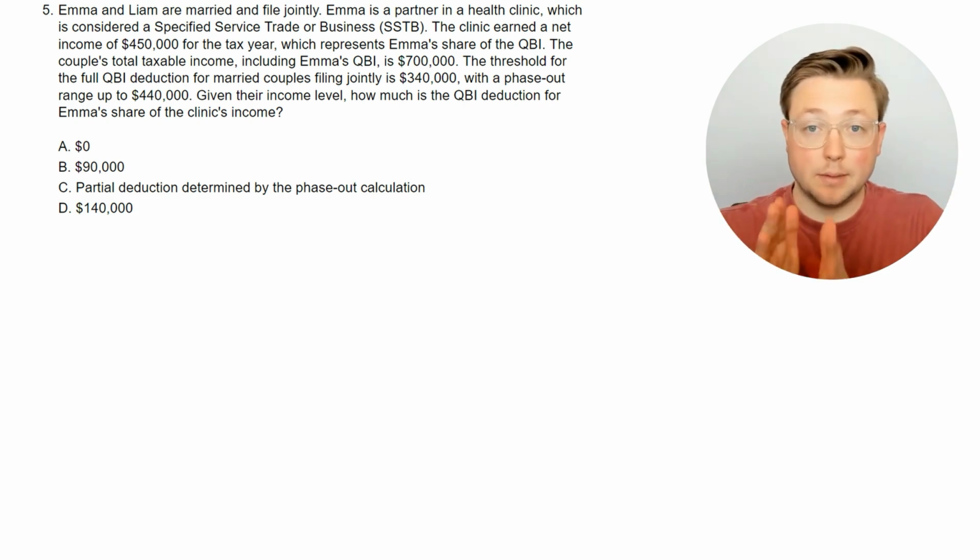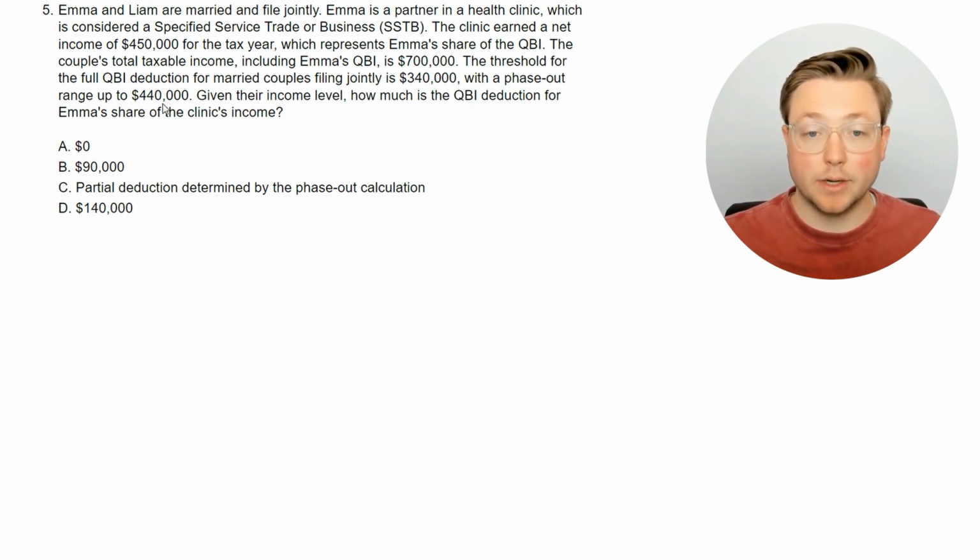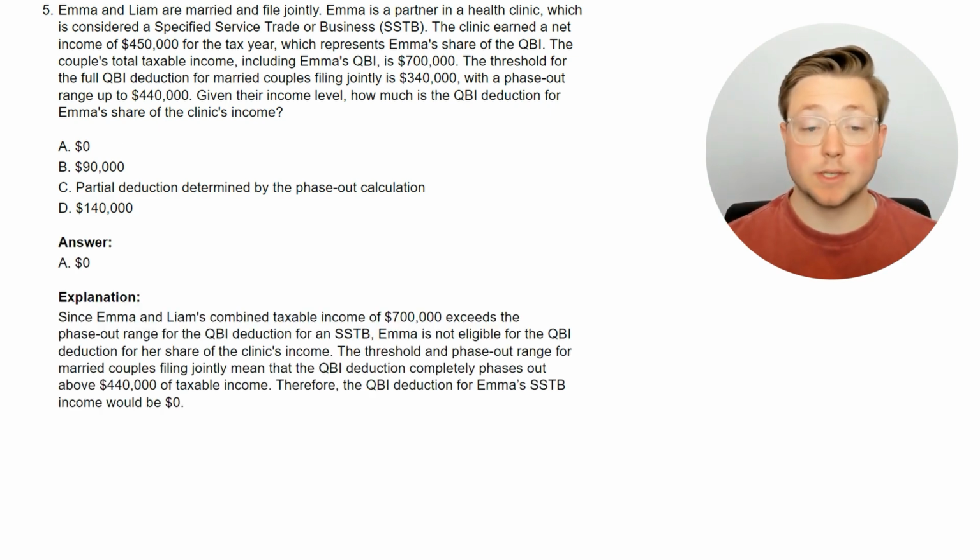There's calculations that can happen in between there, but we're only focusing on the fact that they are actually way over that max phase-out range. So given their income level, how much is the QBI deduction for Emma's share of the clinic's income? So again, this is different for SSTBs compared to QTBs. So let's go into the answer to see how this works. Okay, so the answer is $0. So for SSTBs specifically, this is how it works. Since Emma and Liam's combined taxable income of $700,000 exceeds the phase-out range for the QBI deduction for an SSTB, Emma is not eligible for the QBI deduction for her share of the clinic's income.